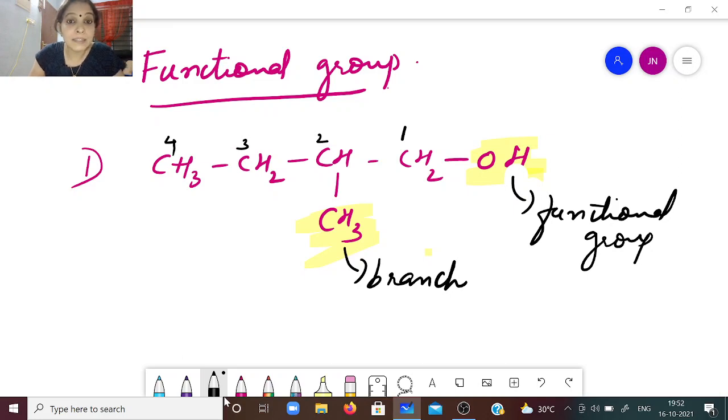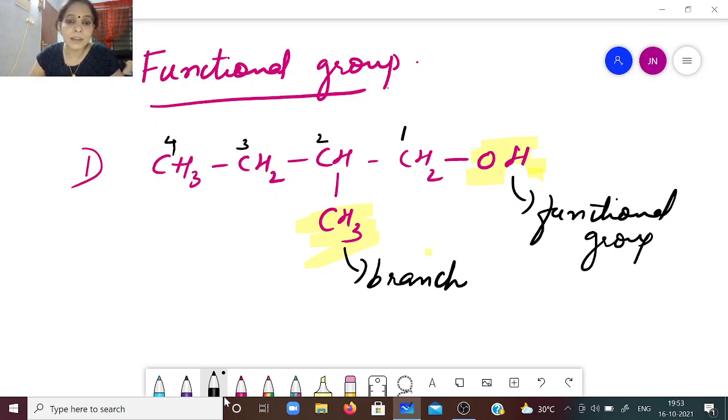Now I can name this. You can see on the second carbon there is a branch CH3, and on the first carbon the alcohol is there. For alcohol, the alphabet we use is OL, and it is a suffix. That I will tell. First, I will give you a chart of it. Before that, I will just name this and show you.